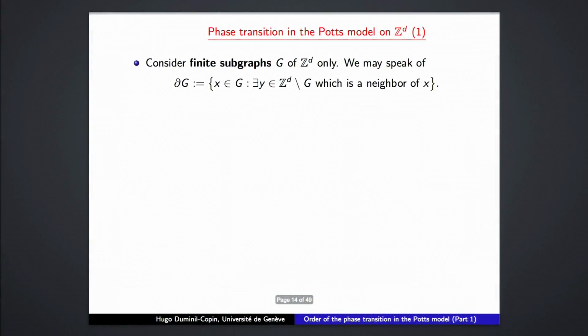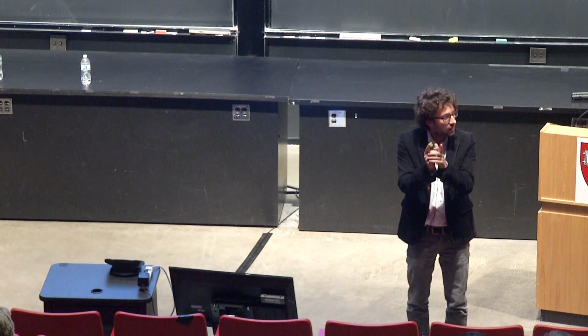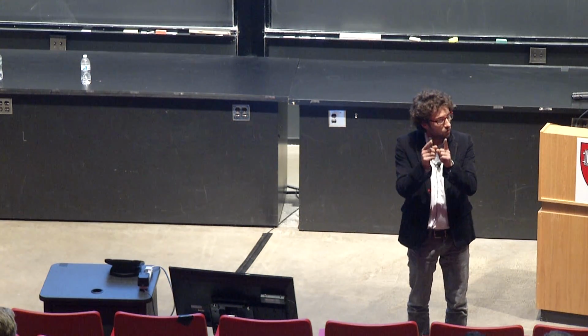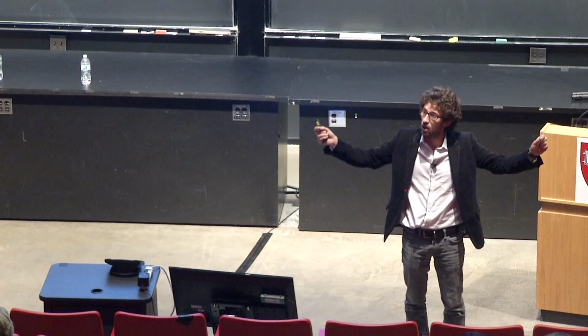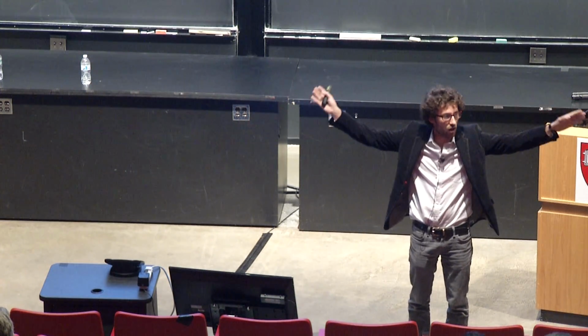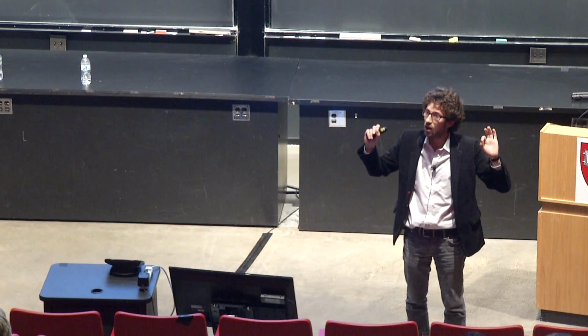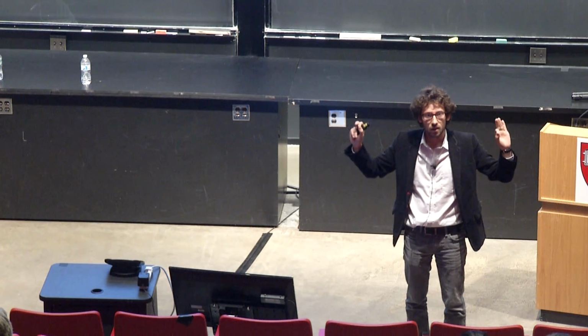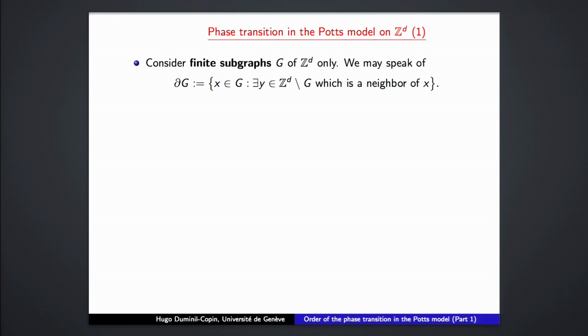Now, what is the question that you want to ask? Well, I told you, okay, this energy is made in such a way that two neighboring vertices, we expect that the colors have a tendency to be the same. But is it true if you take points far away from each other? And in particular, take G to be larger and larger, and take points to be farther and farther away from each other, do they still have a tendency to be of the same color or not? So let's try to translate that mathematically.